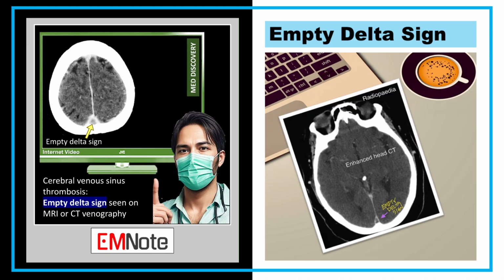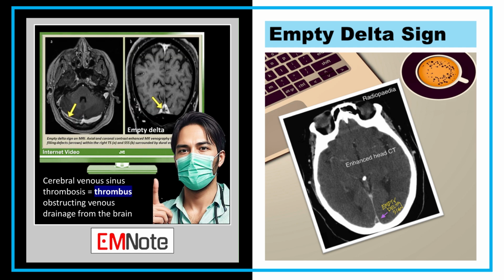The empty delta sign is a radiographic finding seen on MRI or CT venography in cerebral venous sinus thrombosis patients. It refers to the appearance of an empty or lucent area within the delta-shaped confluence formed by the superior sagittal sinus, straight sinus, and transverse sinuses. This sign is indicative of a thrombus obstructing venous drainage from the brain.